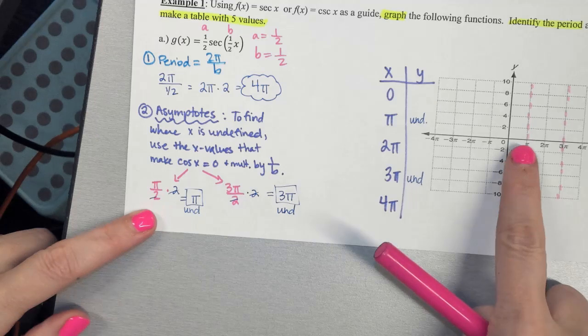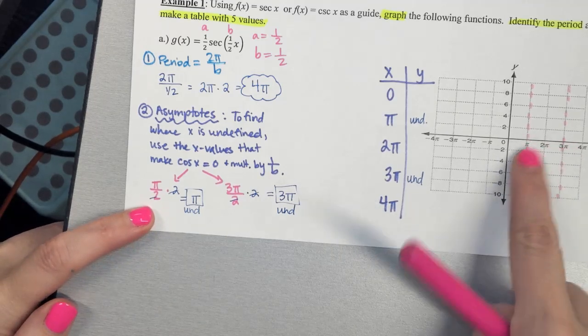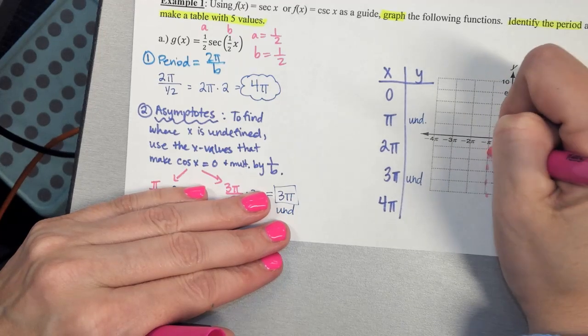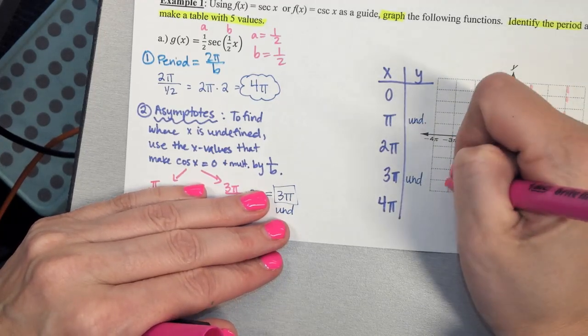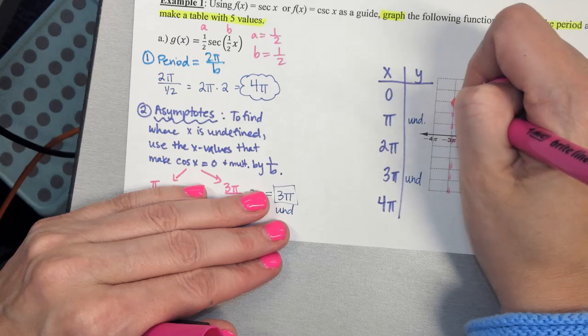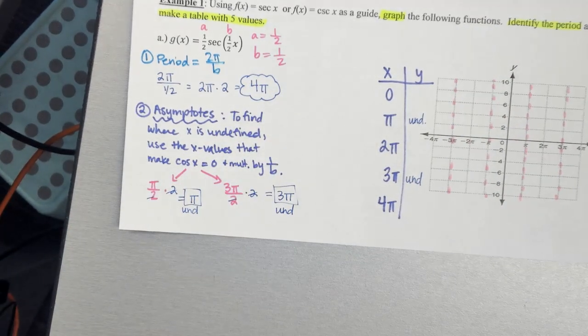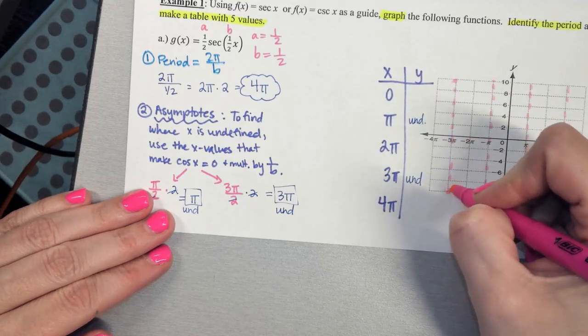I have 2 units between these, so 2 units here. And what does 2 units represent on this scale? 2 pi. And our period is 4 pi. So that means for every period, you should have how many asymptotes? Yep. For every half of a period there.